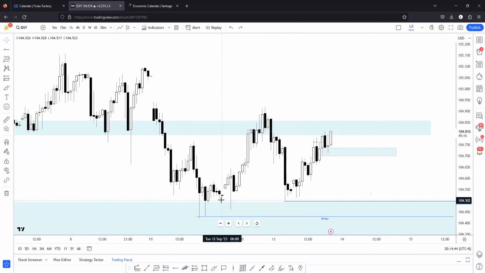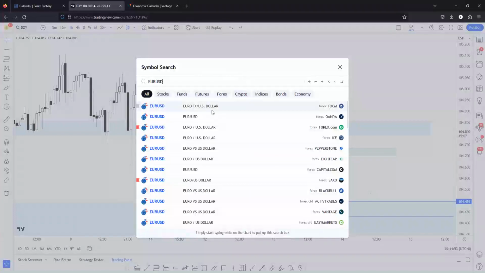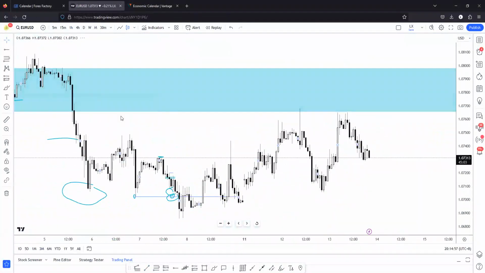Okay, so that's on dollar index. Now let's take a look at euro dollar. And we have requests for gold, so yep, I'll be taking a look at gold as well. So let's take a look at euro dollar first. On euro dollar, let's see where we are right now. So you can see on euro dollar on the higher time frame first.